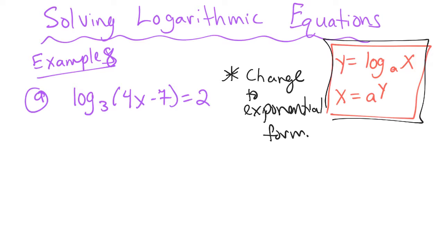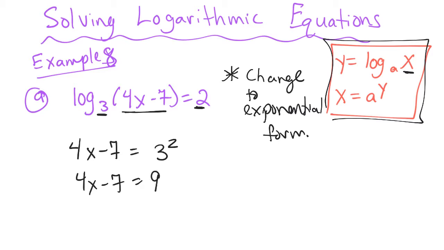So let's rearrange this. The x piece is this piece right here, that 4x minus 7, equals, and then it's our base a to the y. So our base in this case is 3, so 3 to the y, which is 2. Now we have a normal equation that we know how to solve. We're going to simplify and solve this. So 4x minus 7 equals 3 squared, which is 9. Add your 7, add your 7. So we've got that 4x equals 16, divided by 4, x equals 4.